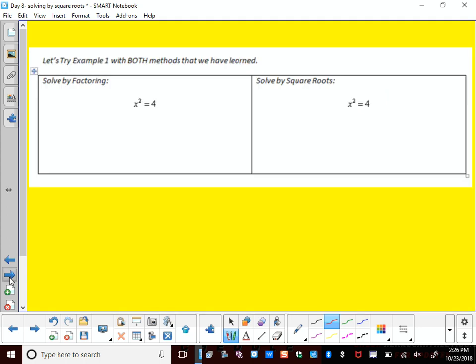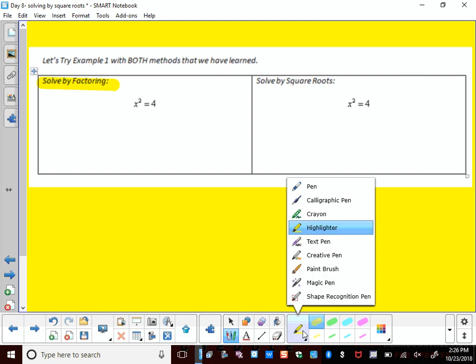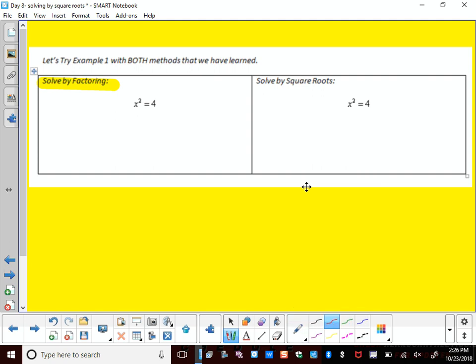Alright, let's focus for this part. This is the new stuff mixed with the old stuff. What we learned last class was that we are going to solve by factoring, which meant that we wanted everything to equal 0. So when I want everything to equal 0, I had x squared. I would move this 4 to the other side, so that positive 4 became what? Negative 4 that was equal to 0.